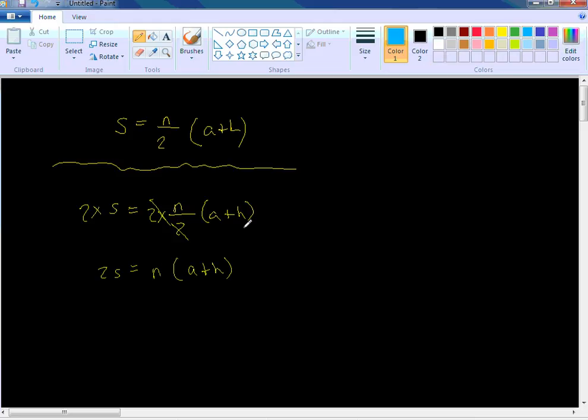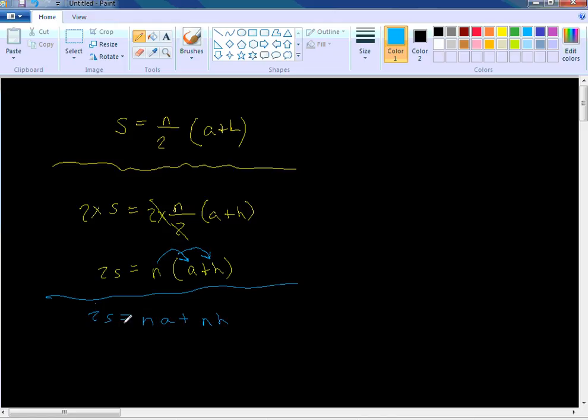And now the next step is to use the distributive property. I'll change colors again, and we'll see how this works. You can see there's really not much lag here. So since I'm using the distributive property, you can see that I have 2s equals n times a plus n times h. Well, from this point, what do I do?